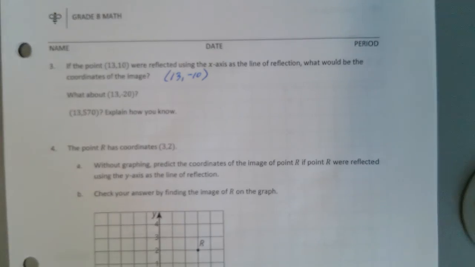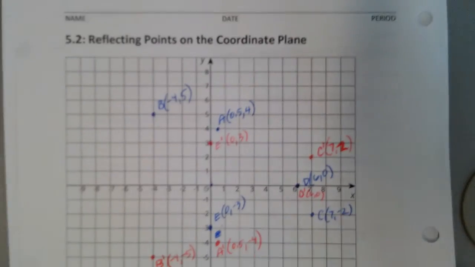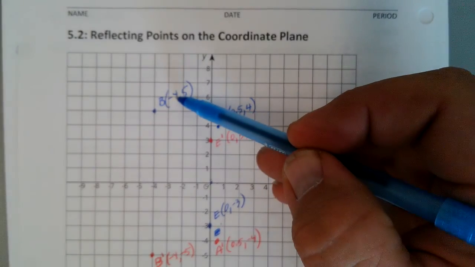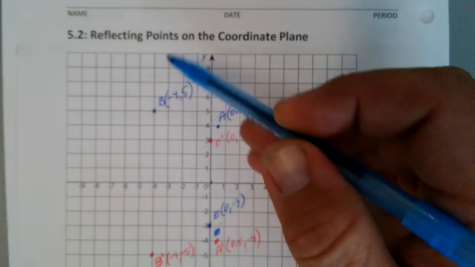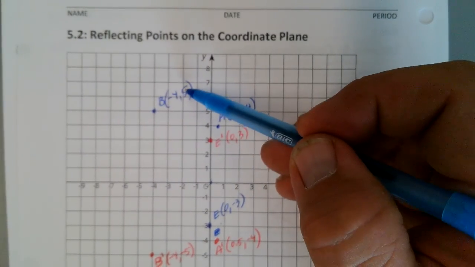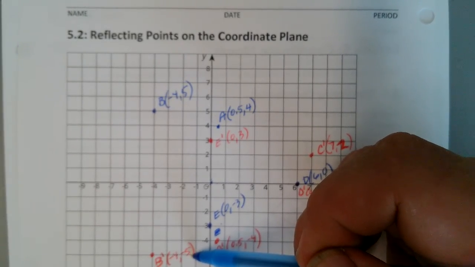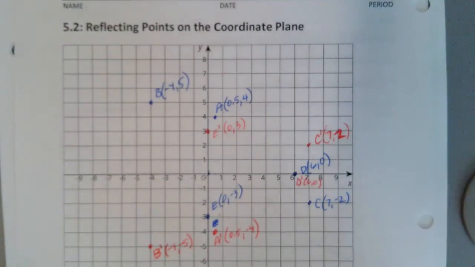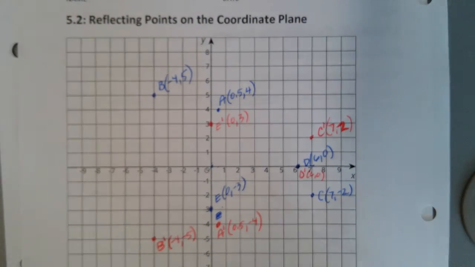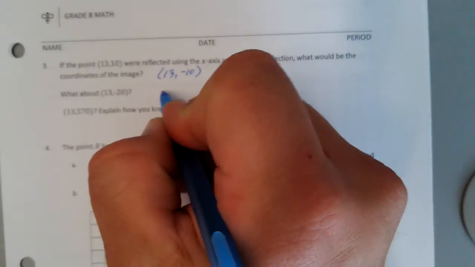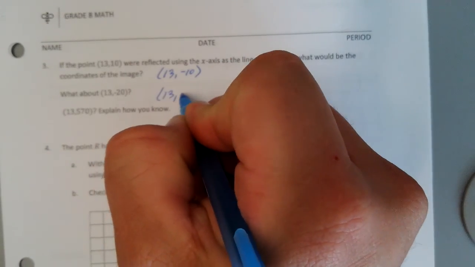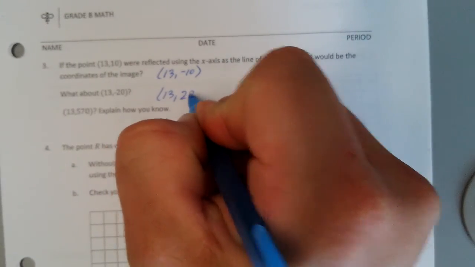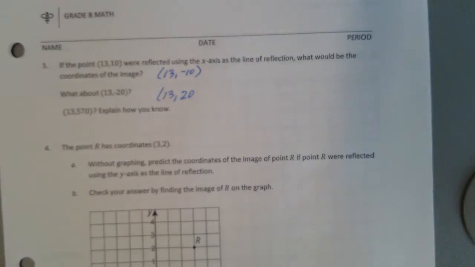Well, what if it's (13, -20)? Under the same theory and the same rule that we talked about, if I reflect across the x-axis, the x-coordinate remains the same because it's on the same vertical line, but the y-coordinate changes to its opposite because it's in its opposite location with regard to the x-axis. That would mean that (13, -20) becomes (13, +20).